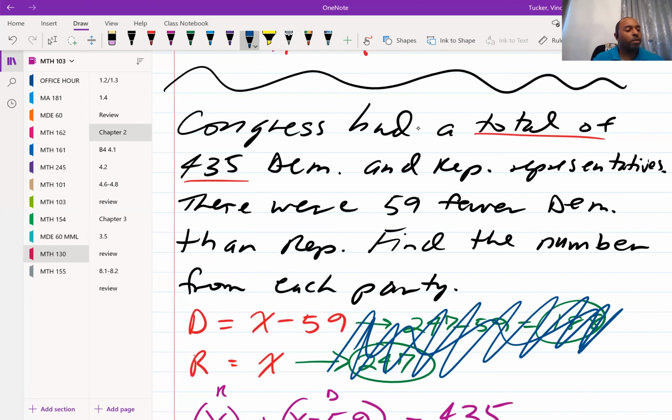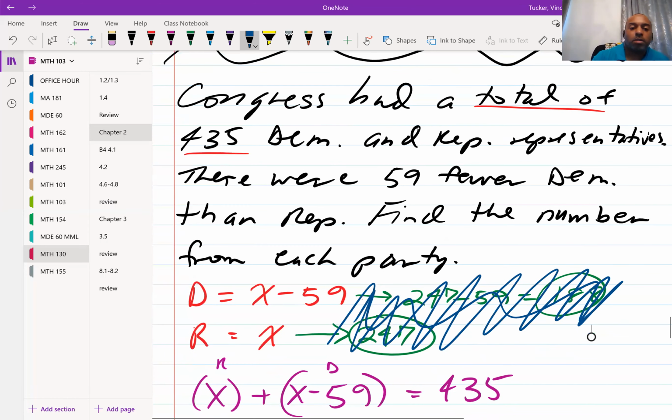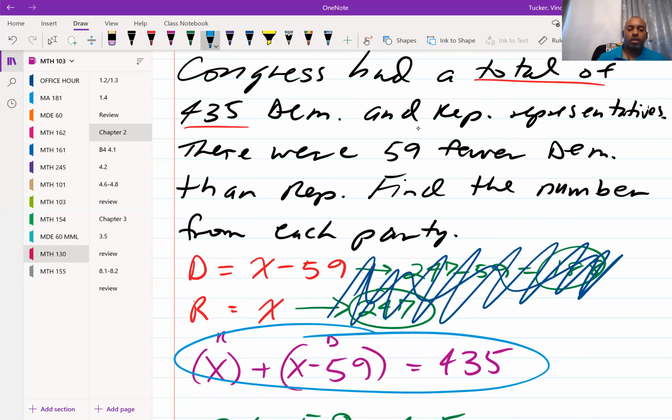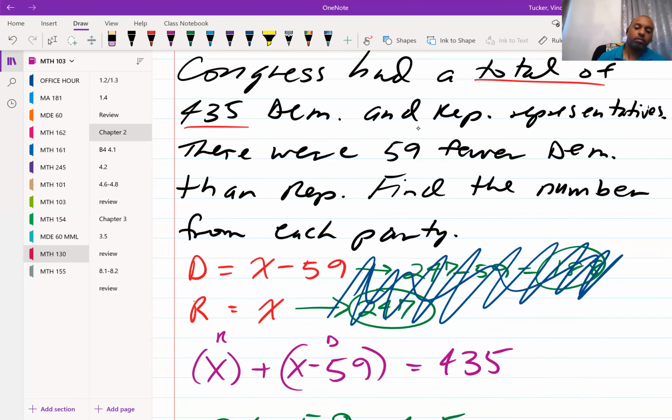59 fewer Democrats than Republicans. All right. So that's that representation right there. X minus 59 and X for R. And those added together should equal 435, the total number of representatives. And so that's that equation right here. X plus X minus 59 equals 435. Any problems?